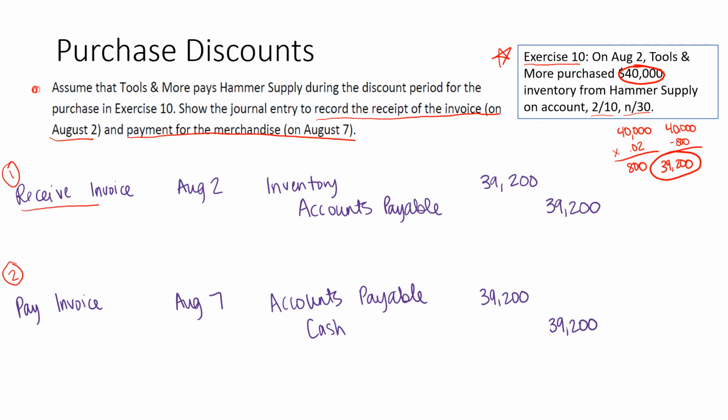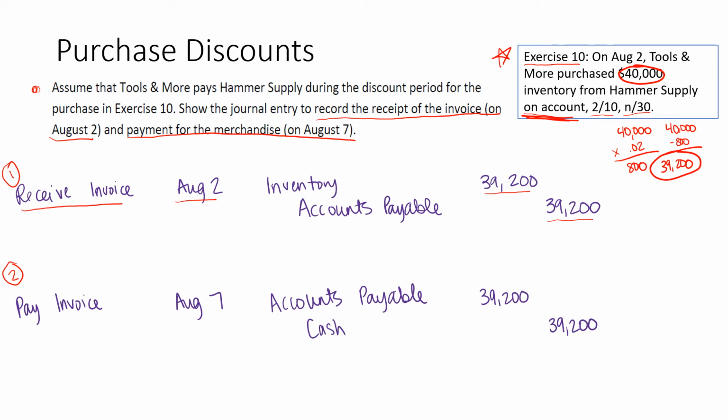So the invoice is received on August 2nd. They debit inventory and credit accounts payable because they paid on account. And then the amount that is used is what they actually paid for the inventory.